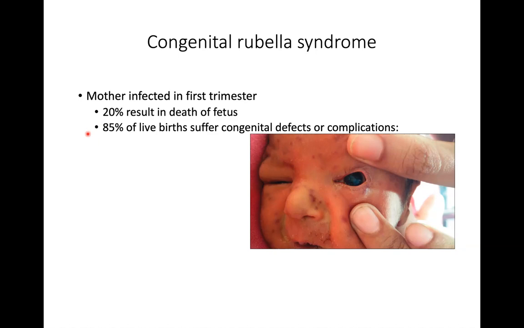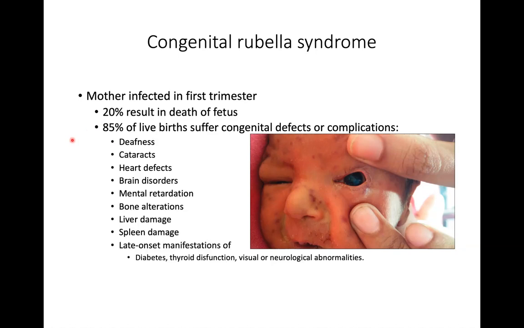85% of live births suffer congenital defects or complications. We read about a few of those in this particular case study. Here's some more: deafness, cataracts, heart defects, brain disorders, mental retardation, bone alterations, so the bones do not develop properly, liver damage, spleen damage, and late onset manifestations of things such as diabetes, thyroid dysfunction, visual or neurological abnormalities.